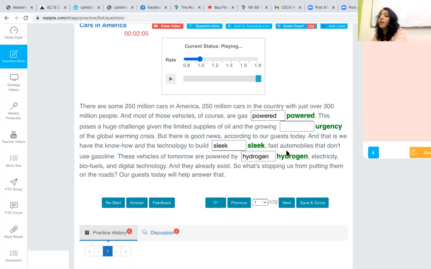Let's do another one. The eyes on the screen, hands on the paper. Don't take your eyes off the screen.